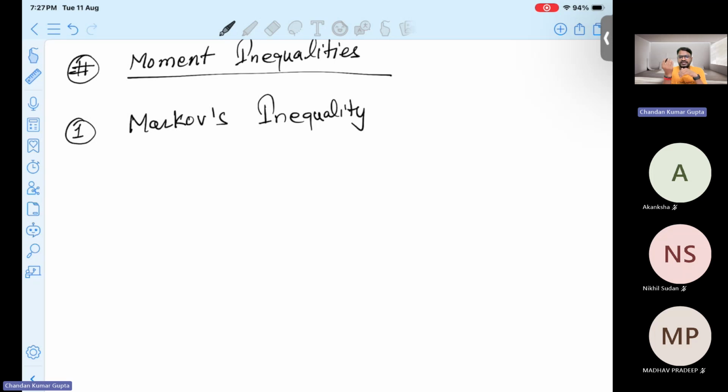But in case we do not have the complete information related to that random variable, we have only partial information. Then in that scenario, we will use some inequalities to find a bound, a maximum or a minimum value of probability or associated statistical quantity. So Markov inequality is one of those inequalities.